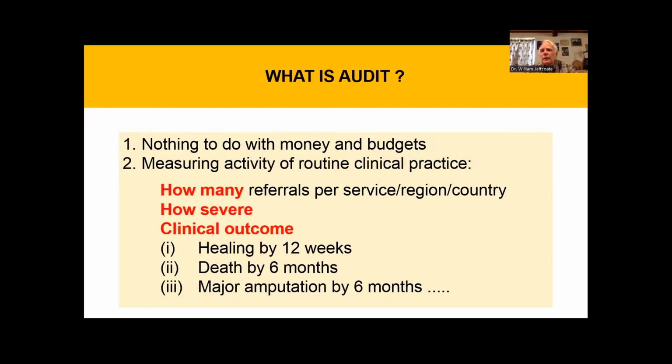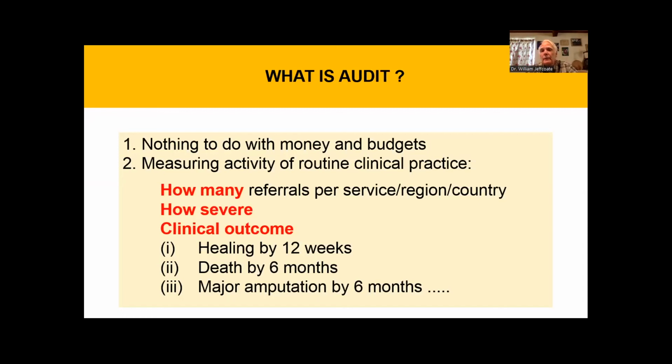You might just want to know, how many people do I see? How many people come to our service? You might want to know how many people who come to our service have got bad ulcers, defined how you like. You can define them by the SINBAD system fairly easily, but there are others, however you want to do it. And then you need to have some outcome measures.